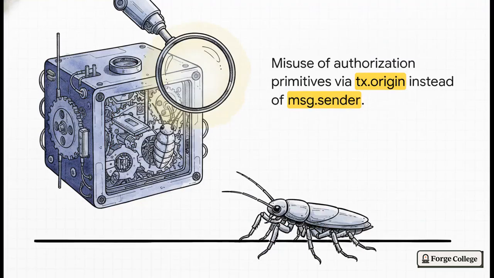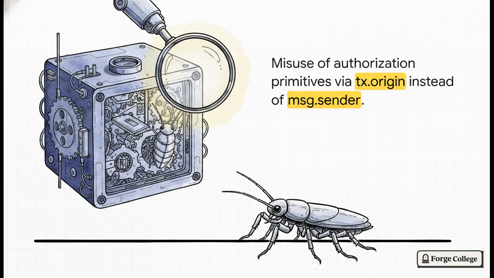Our target pest for this example is the misuse of authorization primitives, specifically when a dev uses tx.origin instead of msg.sender for authorization. To put that in real-world terms, using msg.sender is like checking the ID of the person actually handing you the money. Using tx.origin is like checking the ID of the taxi driver who dropped them off. Conceptually, super easy to describe.